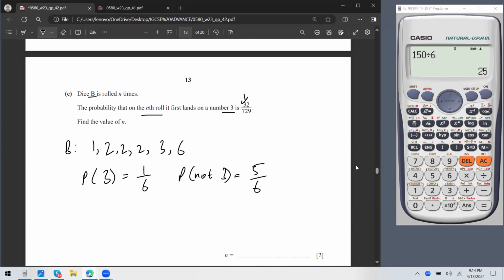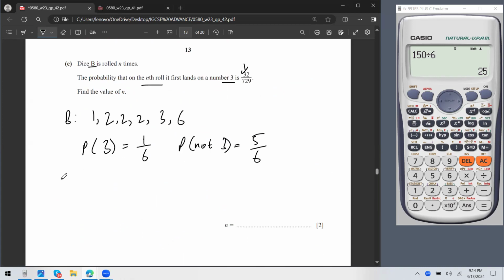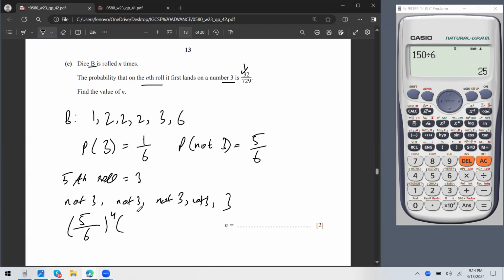Let's say there are two methods. First of all, trial and error. That will be simple. Let's say it's on the fifth roll. You get 3, right? So that means the first 4 should be not 3. Not 3, not 3, not 3, not 3, and then 3. So what's the probability of not 3? 5 by 6. All right, so 5 by 6 raised to power 4, and then 1 by 6. Let's calculate that.